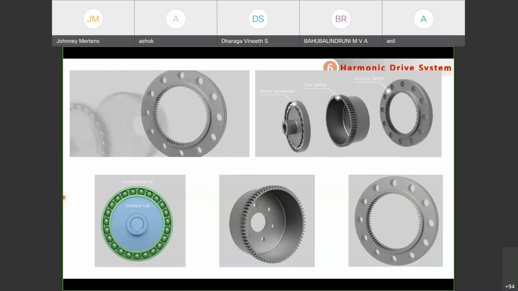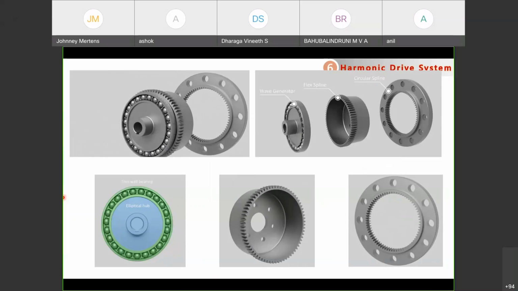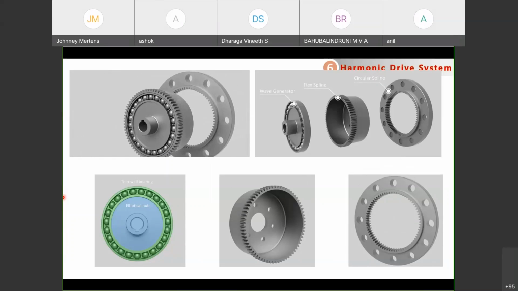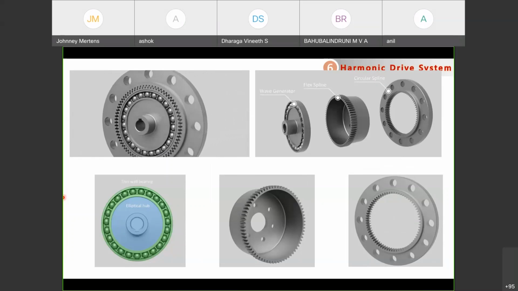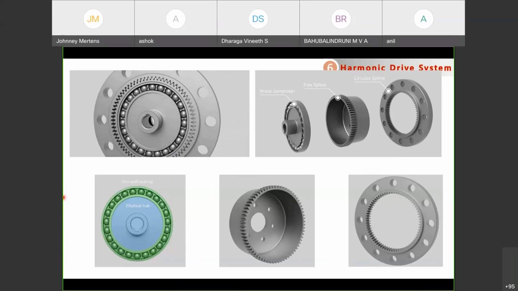Now all together, if it is combined, you can see the elliptical wave generator is connected to the flexible spline. Since that is a flexible spline, it will accommodate that elliptical hub, and during the rotation the elliptical motion happens on this wave generator and the flexible spline. And again, when it is connected to the circular spline, now we can see where it is getting contact. Okay, it is getting contact only on these two sides, and during the rotation, the consequent next portions will get contact.